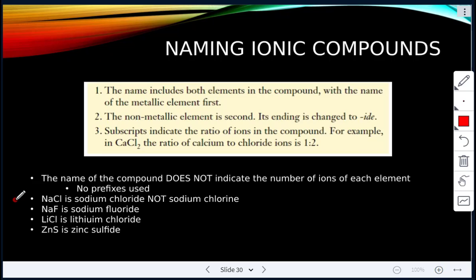So if we had NaCl, it is just called sodium chloride, right? We change the ending to ide. It is not sodium chlorine. NaF would be sodium fluoride.